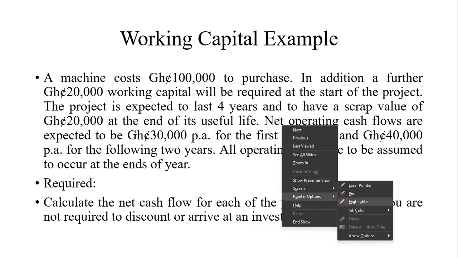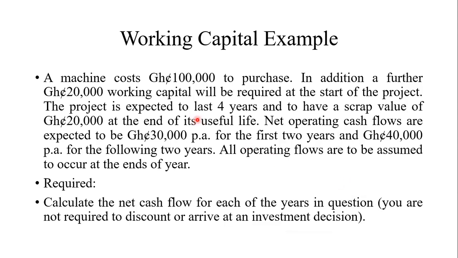And this project is for 4 years. So you expect that at the end of the 4 years, the equipment or the machine would be scrapped for 20,000. So there's going to be an inflow from the sale of the equipment after 4 years. Net operating cash flows are expected to be 30,000. So thus 30,000 net operating cash flows represent the inflows minus the outflows. That is the income minus expenses. So that comes to 30,000 for this question.